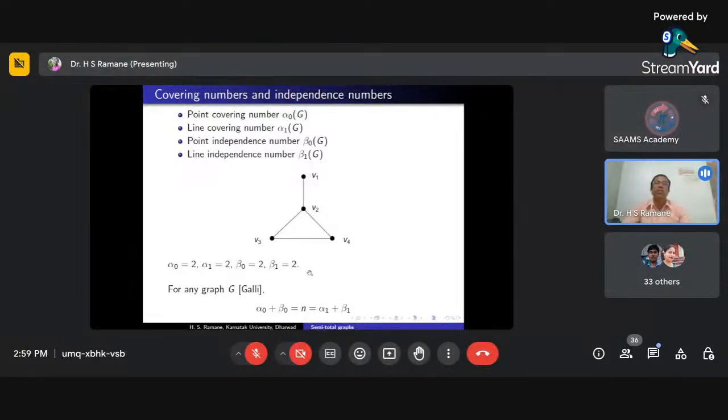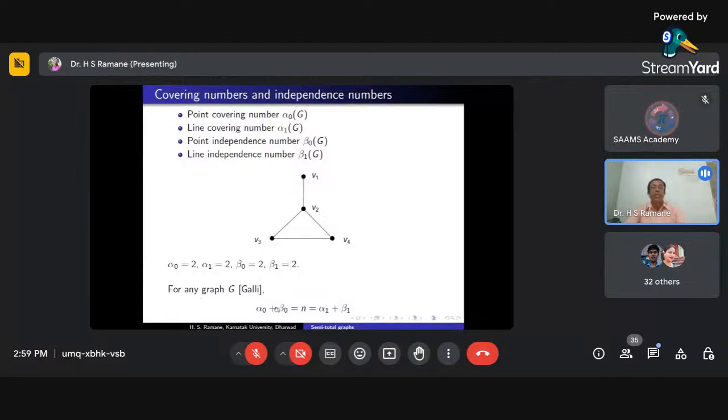Similarly, the maximum number of independent points: we can take V1 and V3 or V1 and V4. We can't add one more point, so this is the maximum set. So beta naught is 2. Similarly, beta 1, that is the maximum number of independent lines: this line V1 V2 and another line V3 V4, independent. So for this particular graph, all the values are 2 only: alpha naught, alpha 1, beta naught and beta 1.